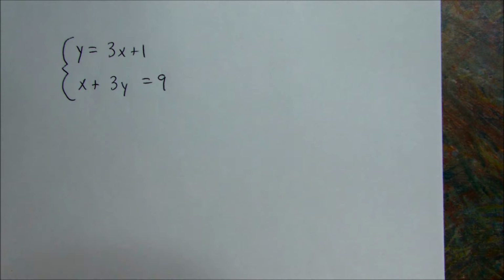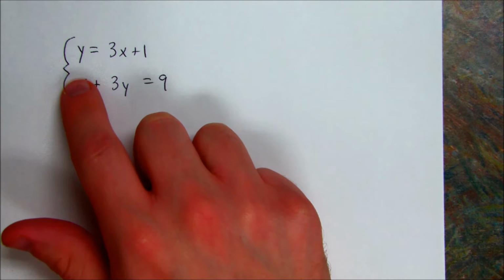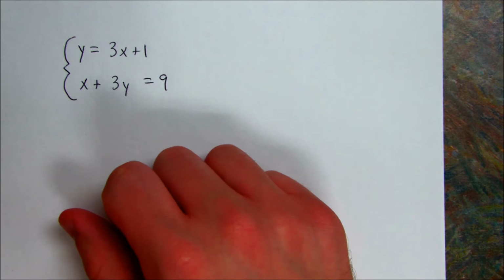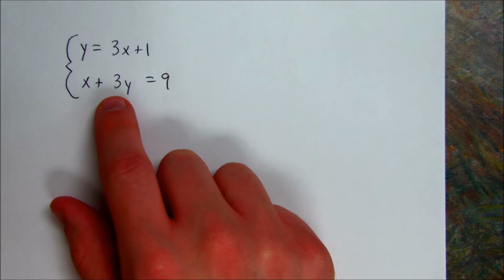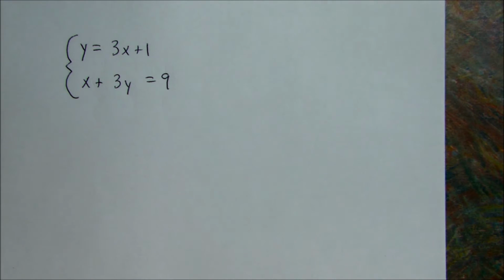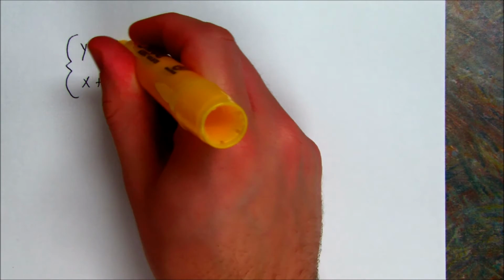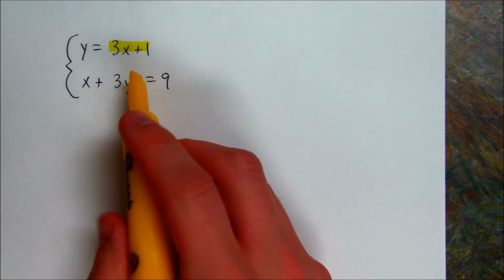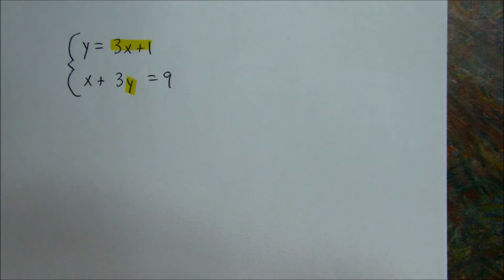So here's the last example for solving a system using substitution. Like in the last problem, I have y by itself. So I'm going to be using substitution. Now in the other equation, y has a coefficient that isn't 1. So it's going to require one extra step, not a ton more, just one extra step. So like before, I'm going to replace y with 3x plus 1.